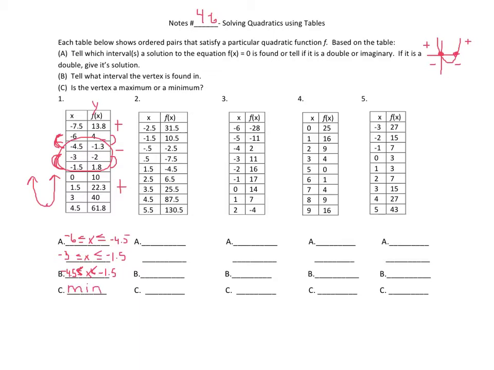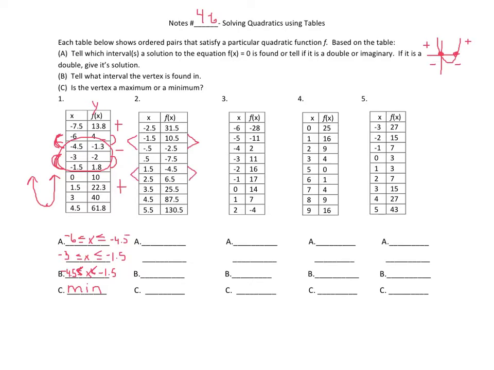All right, let's look at number 2. So first, look at where the y's are changing signs, and that's going to be where your solutions lie. So it's going to be between negative 1.5 and negative 0.5. And then it also changes signs here.